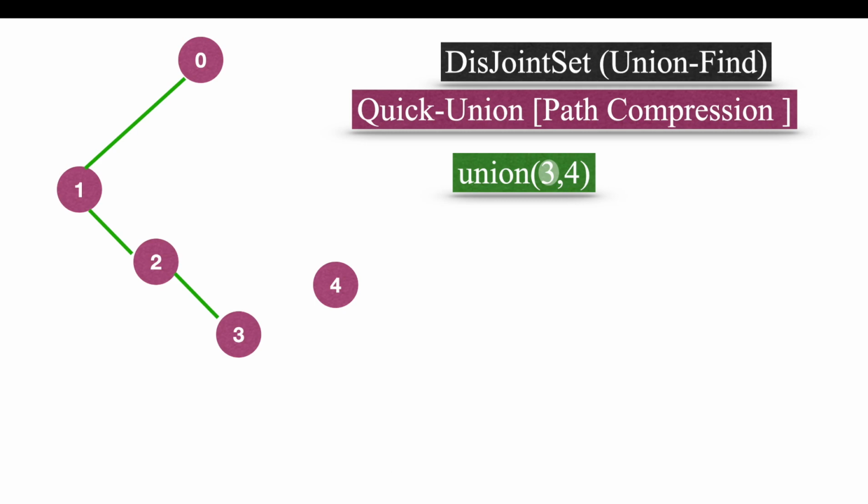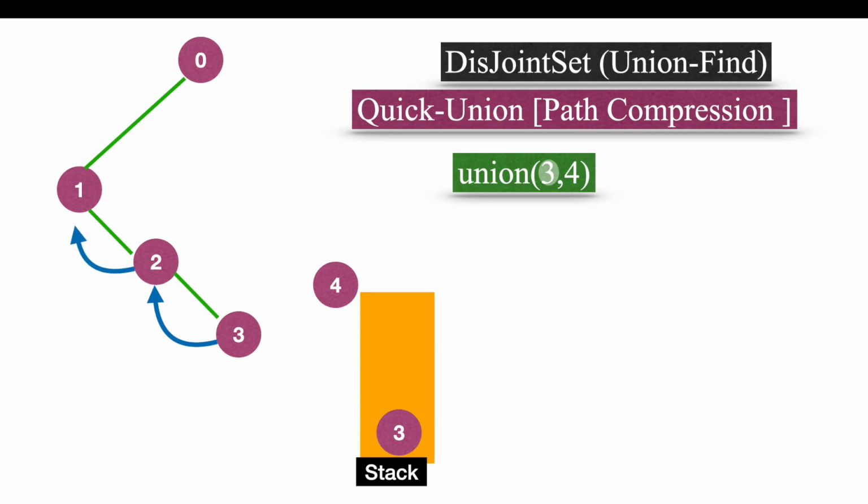Initially we take a stack. Now the stack is empty. We consider vertex 3, which has parent 2, so vertex 3 is not the root. First we copy 3 to the stack. Then vertex 2 has parent 1, so vertex 2 is not the root, so we copy 2 to the stack. Now vertex 1 has parent 0, so vertex 1 is not the root, so we copy vertex 1 to the stack. Now see here, vertex 0 doesn't have any parent, so vertex 0 is the root.